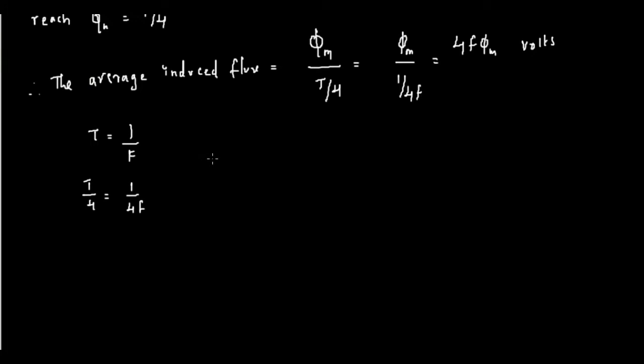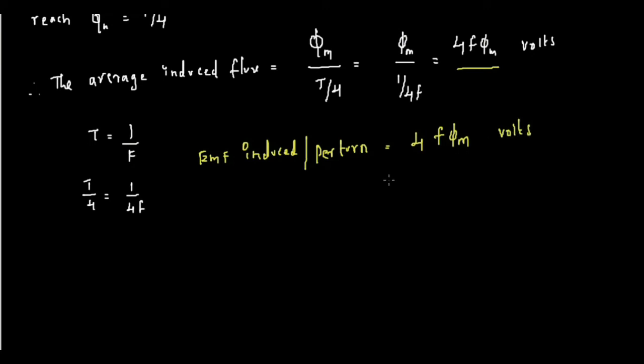So this flux also gives you the value of the induced EMF. The flux per turn will give you the induced EMF. So the induced EMF per turn is the same as the average flux, 4f phi m volt. You have to mention the units.